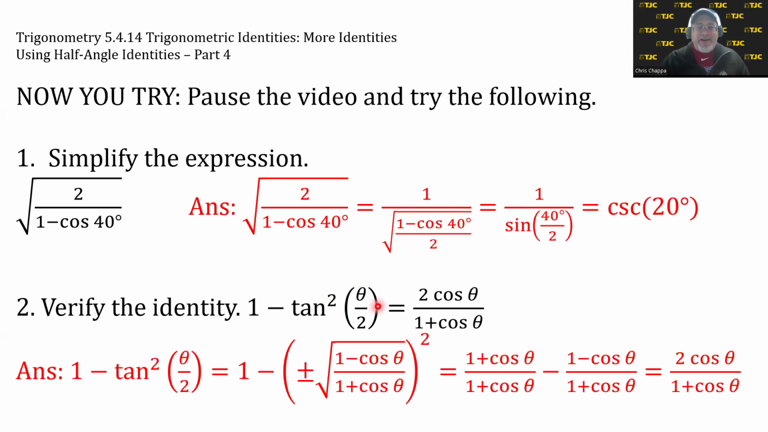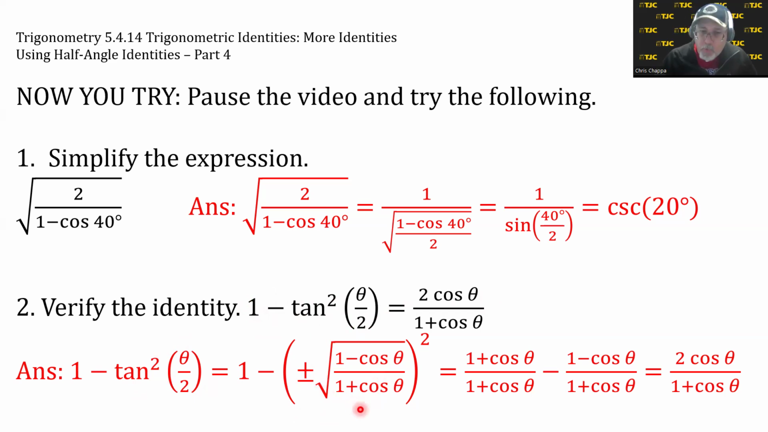But to verify this identity, if you looked at 1 minus tangent squared and started thinking Pythagorean, that would not really get us anywhere, because if you look at the Pythagorean identity involving tangent, it's 1 plus tangent squared equals secant squared. The 1 and the tangent will have the same sign as long as they're on the same side of the equal sign. So I can't manipulate that identity to make it say 1 minus tangent squared. However, I can replace tangent squared of theta over 2 with one of the tangent half angle identities.